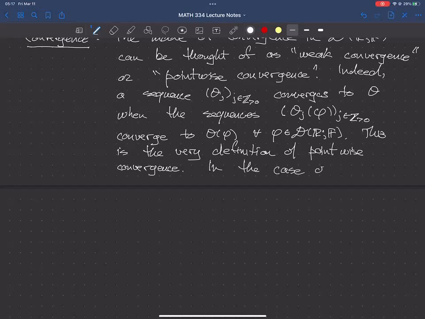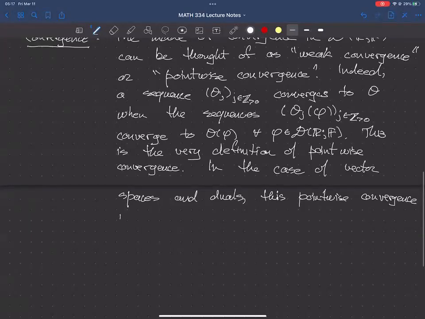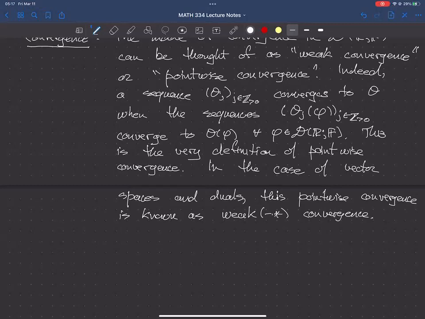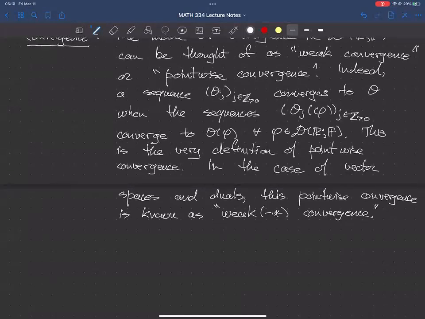Okay. So in the case of vector spaces and duals, this pointwise convergence is known as weak, and maybe you want to call it weak star.